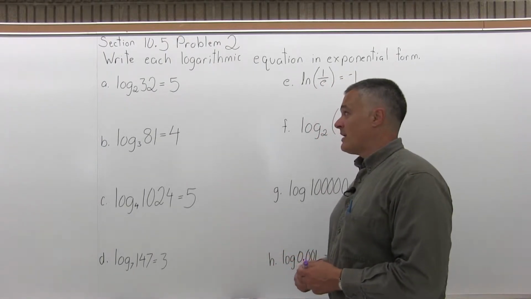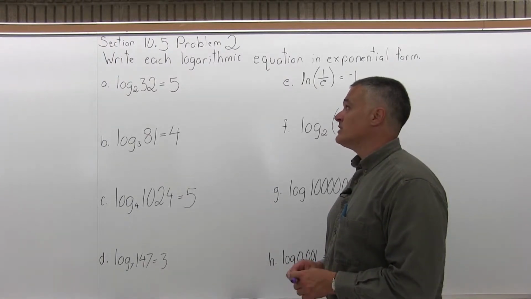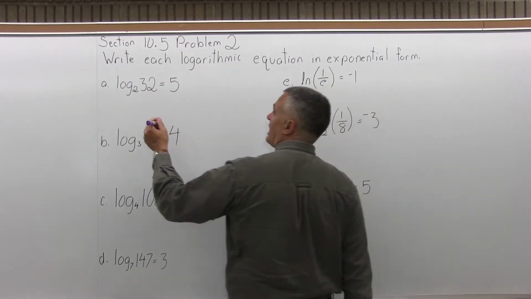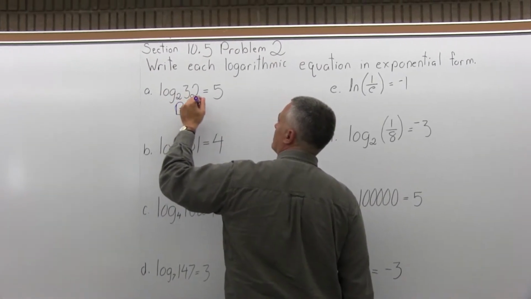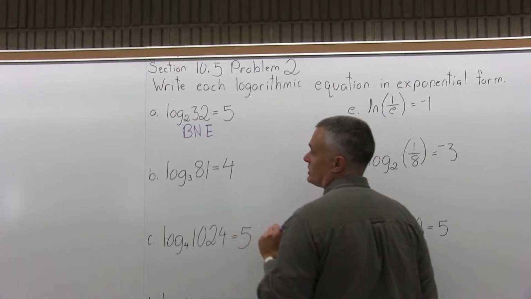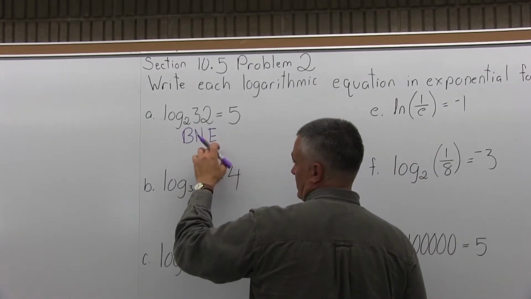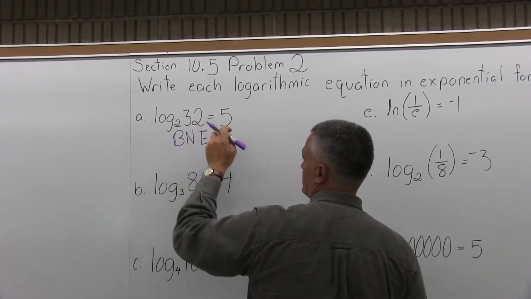The first one, part A, says write log base 2 of 32 equals 5 in exponential form. So in its log form, I use the name Benny. I write Benny underneath the log version. The B is for base, the N is for number, the E is for exponent. So in this particular problem, the base is 2, the number is 32, and the exponent is 5.